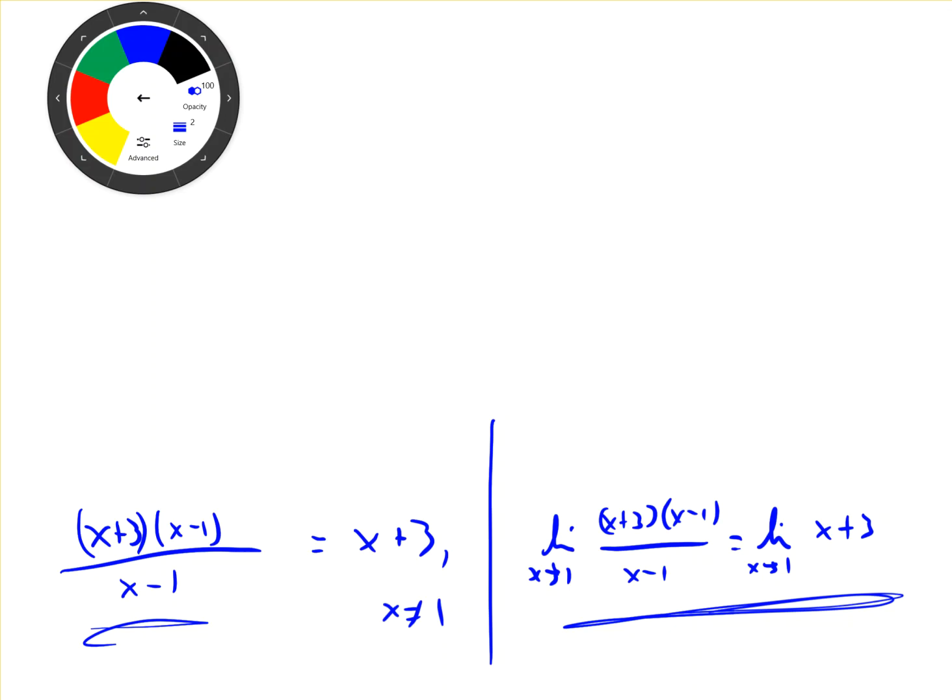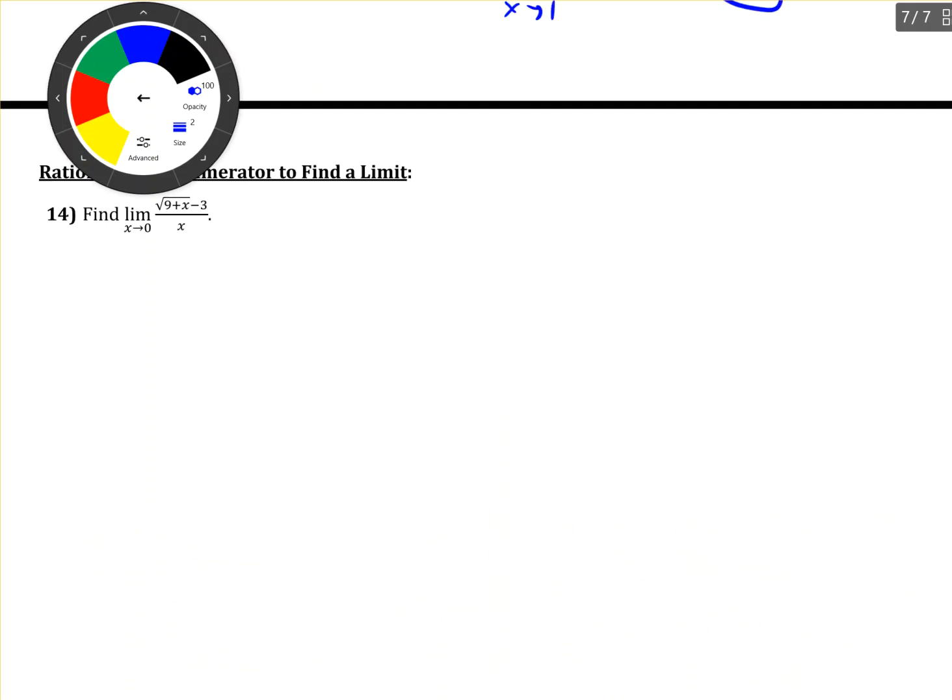So that's one of the reasons why the limit is useful. And we'll see the primary reason why the limit is so useful in the next section, where we learn about the derivative. And the derivative is just a limit at its basic level.